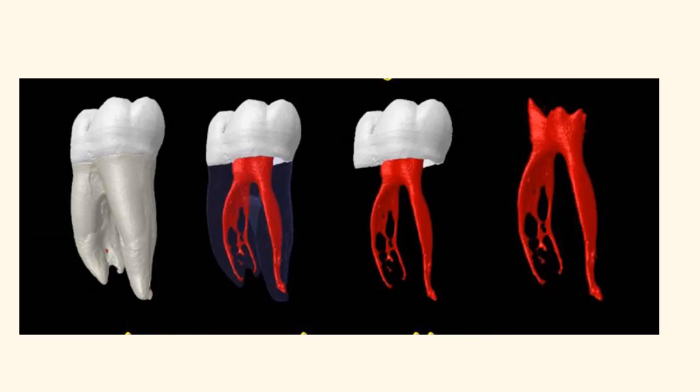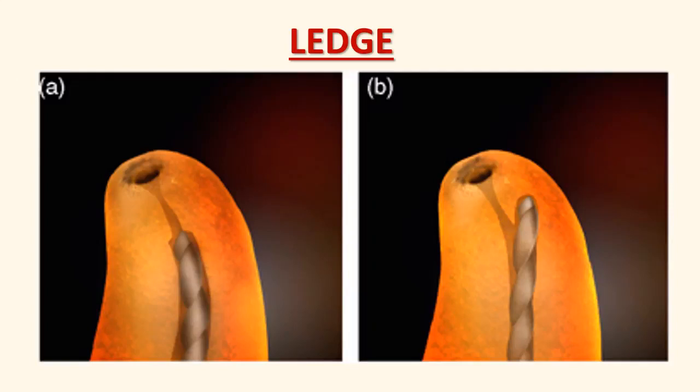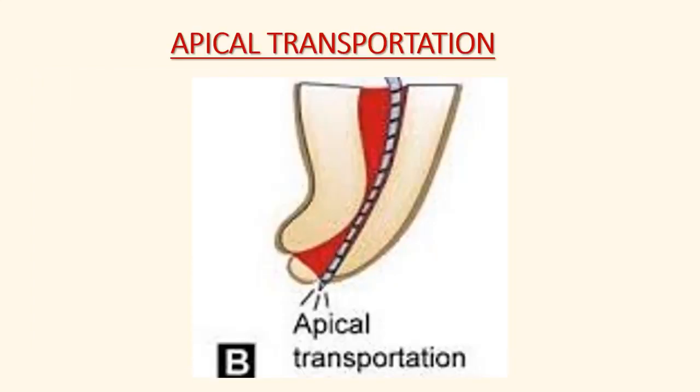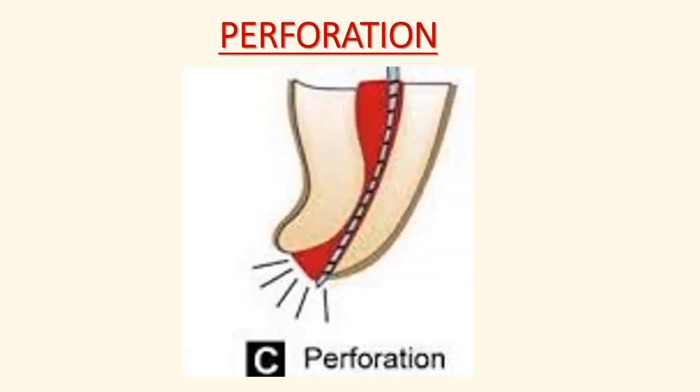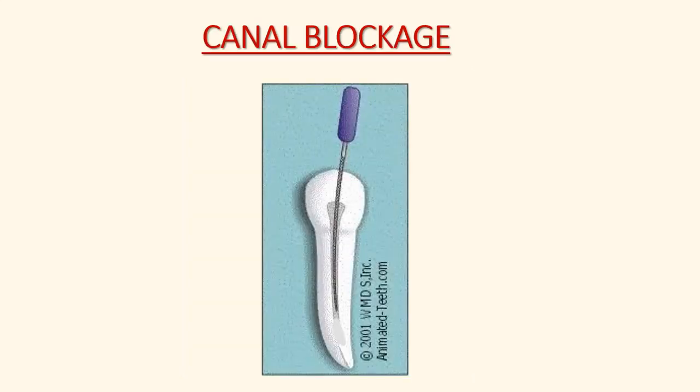Further adding to this complexity, subsequent iatrogenic mishaps such as ledges, apical transportation, instrument separation, perforations, or canal blockage may further complicate the procedure. In our daily endodontic practice, we may or may not experience such mishaps. These are a few examples of such mishaps.